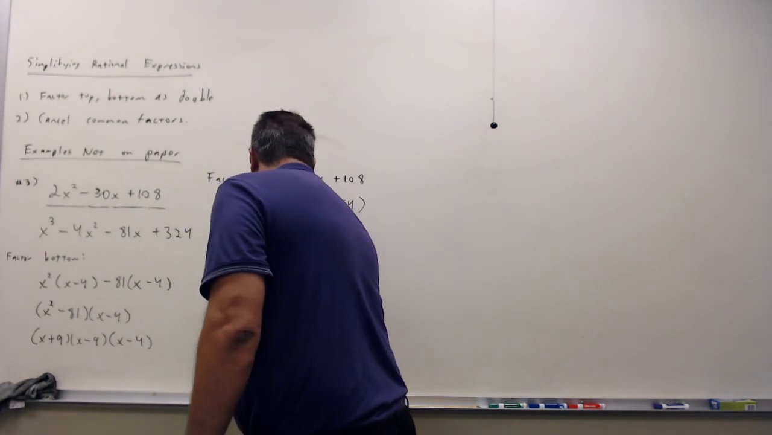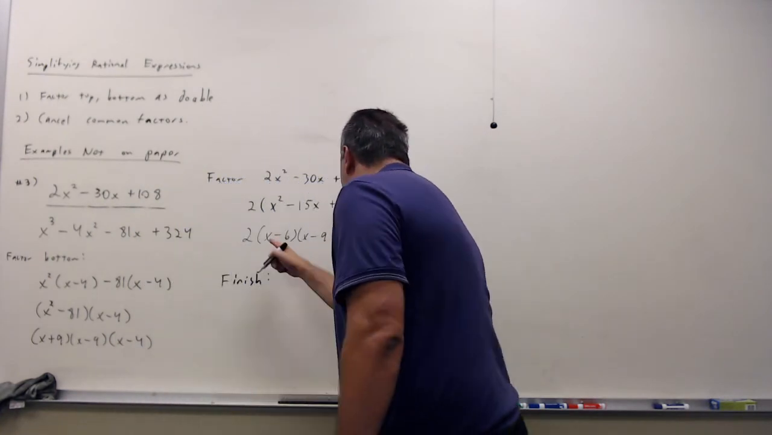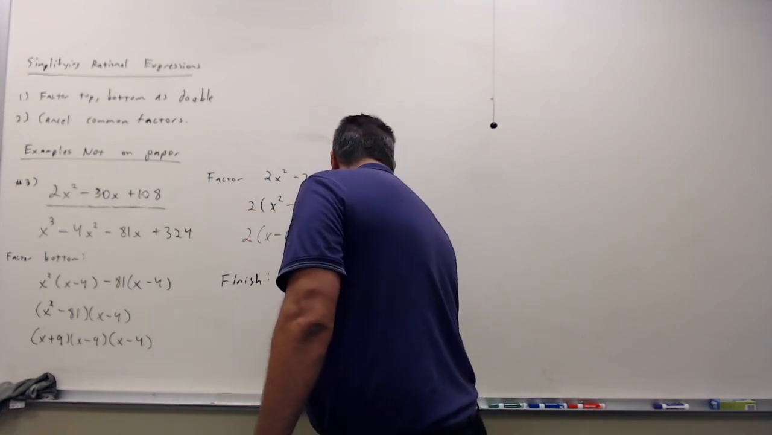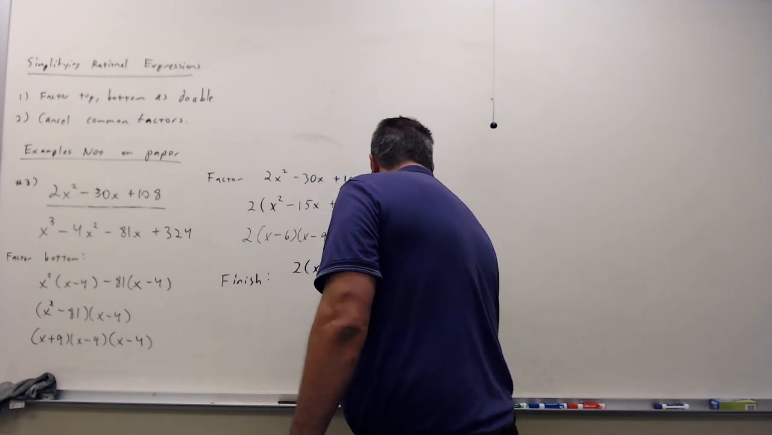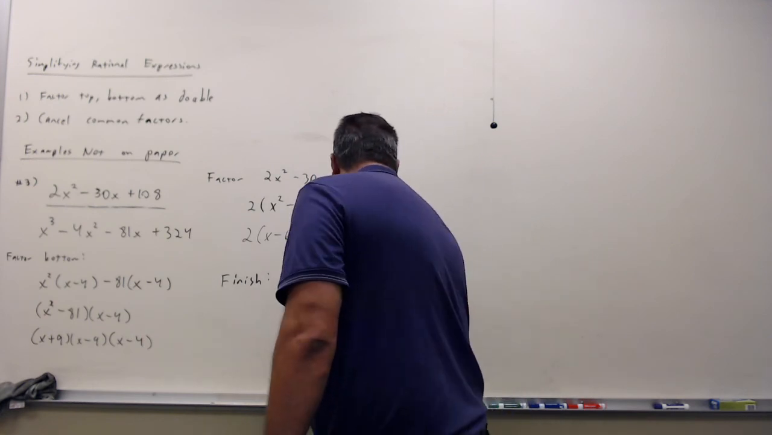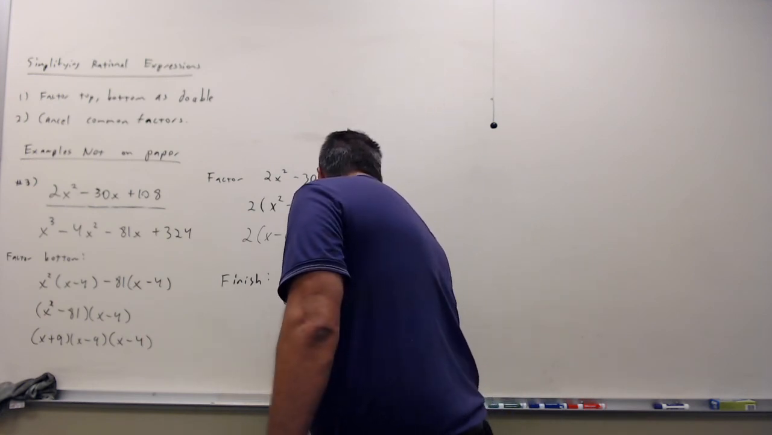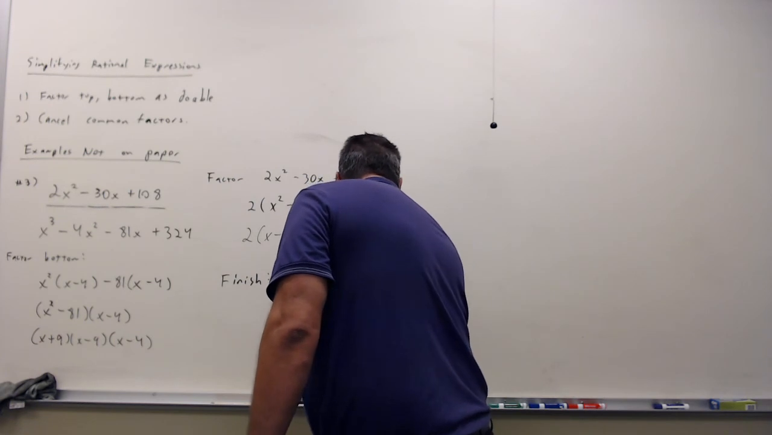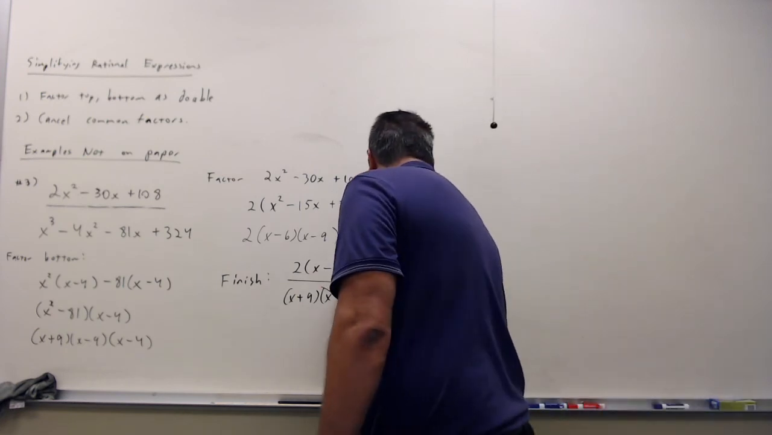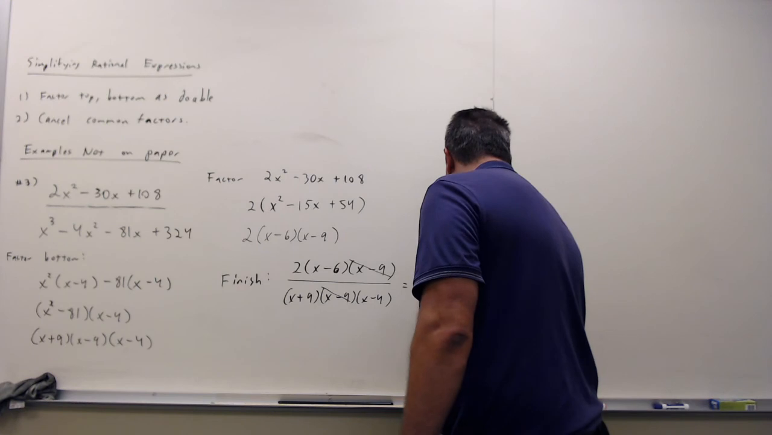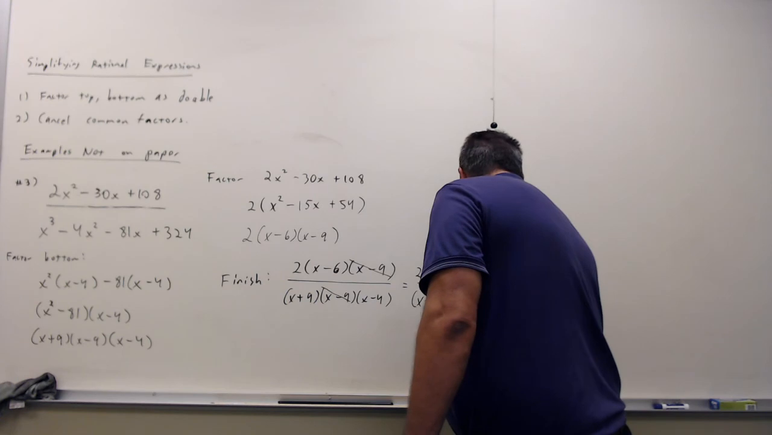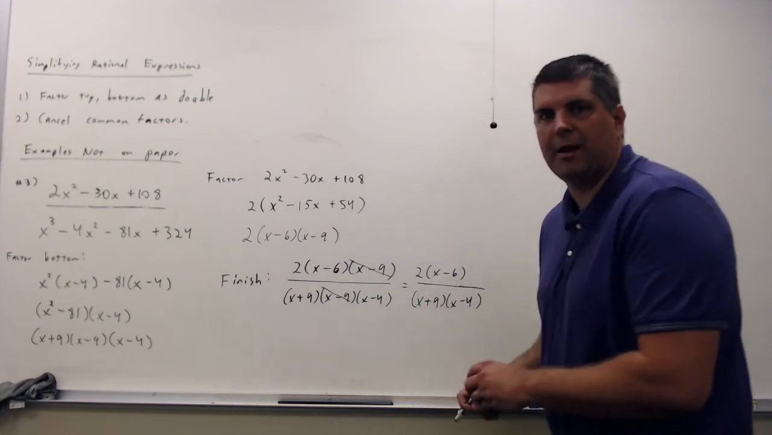Finish. I'll have the factored top. So that's 2 times x minus 6 times x minus 9 over x plus 9, x minus 9, and x minus 4. So I can cancel the x minus 9s. That leaves me just 2, x minus 6 over x plus 9, x minus 4. And I'm done.